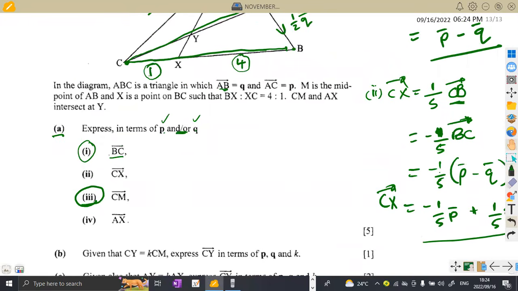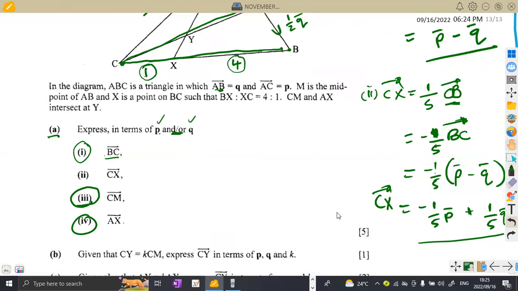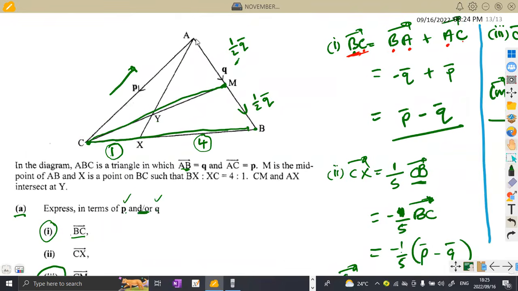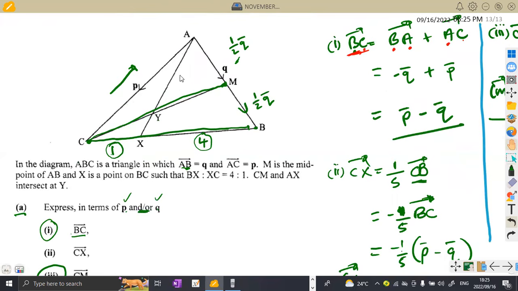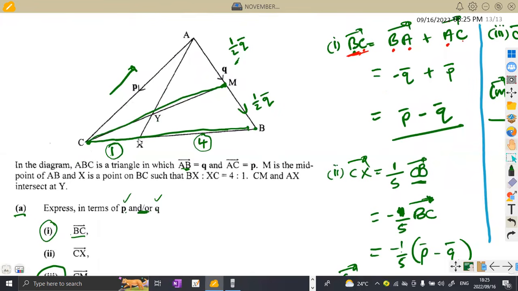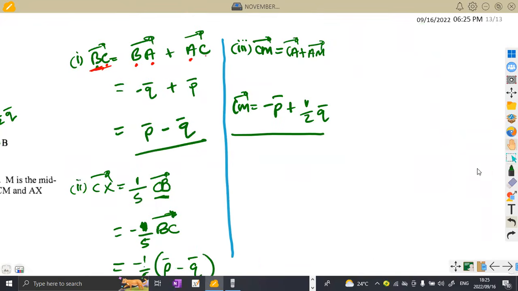Then AX, what is the vector of A to X? Okay, let's cross-check from our diagram. What can we take from A to X? So remember, we found the vector CX before. CX is there. So from A to X, we can simply take A to C, then C to X, since we have CX. Okay, so it's AC plus CX. That is our vector AX.